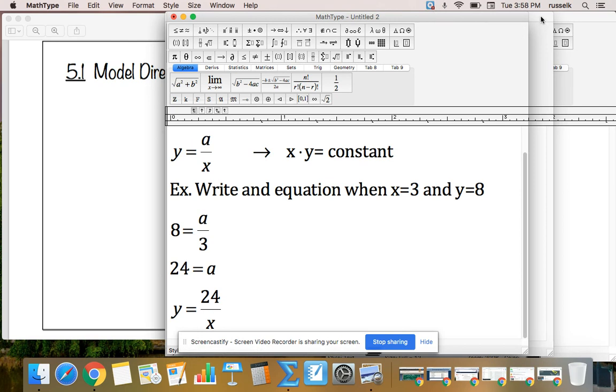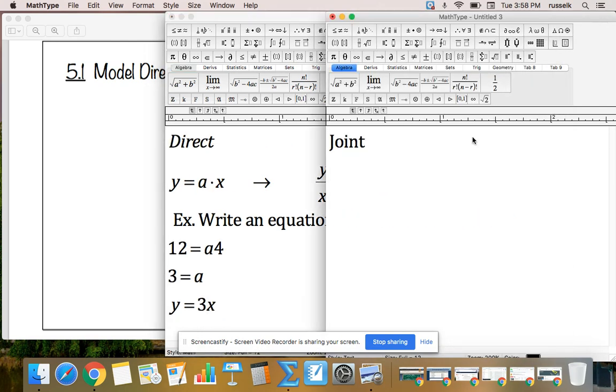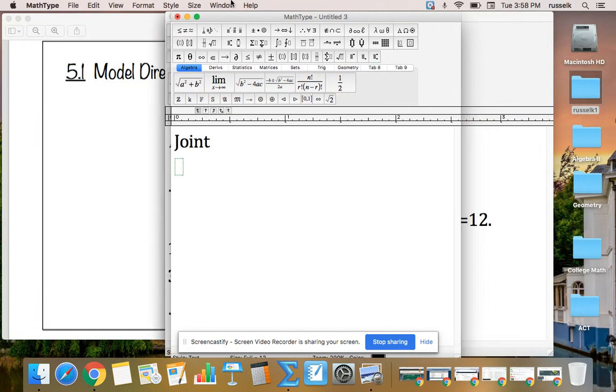There is a third type of variation called joint variation. Joint variation is really just a combination of the first two. It might be two direct variation problems, so y equals a times x times z. It might be a combination of direct, a times x, and then inverse, divided by z.